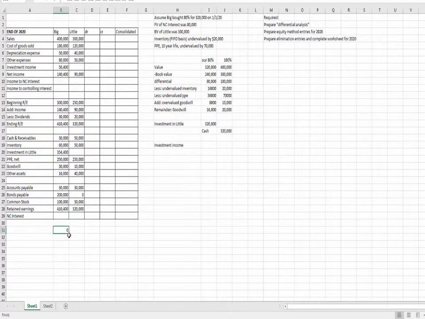I found a typo. Okay, so that equals 0. And again, copy that across. That equals 0 also. So my balance sheet balances. That makes me kind of happy. Okay, in any event, investment income.